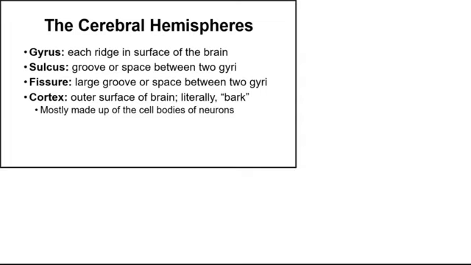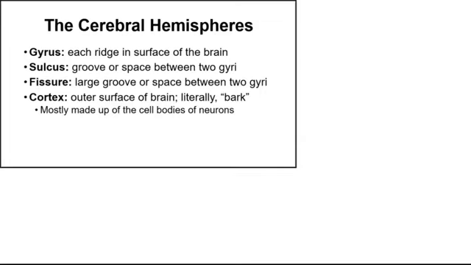And then we can talk already a little bit about the cortex. That's just the outer surface of the brain. The root word for cortex literally just means bark. So it's meant to be that outer coating on the brain. And it's mostly made up of the cell bodies of our neurons.